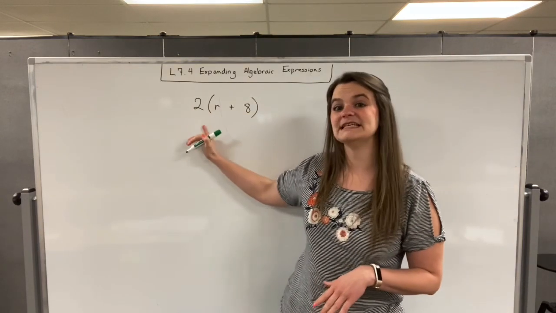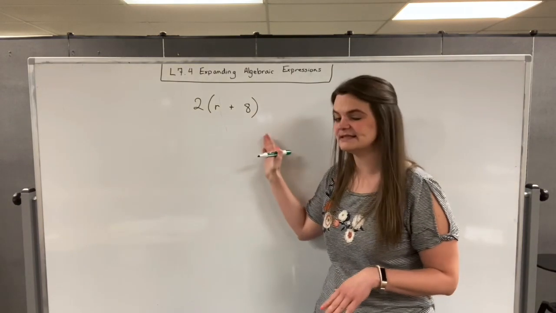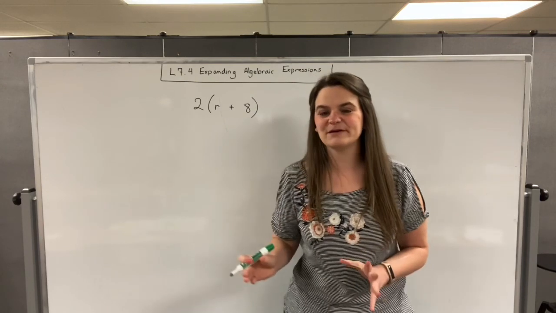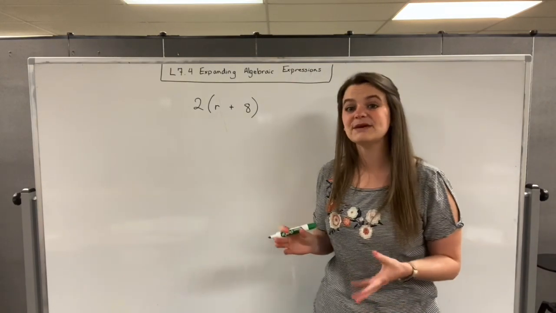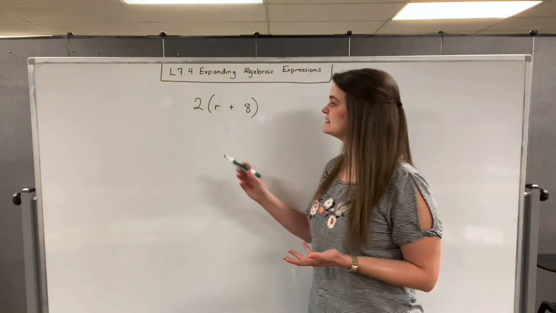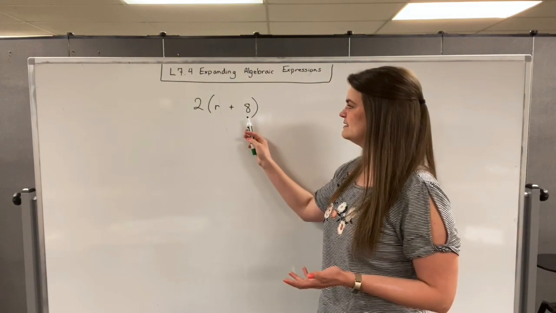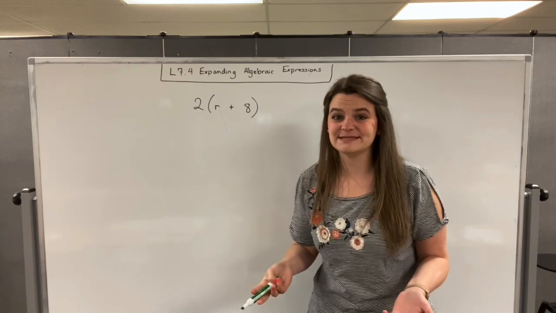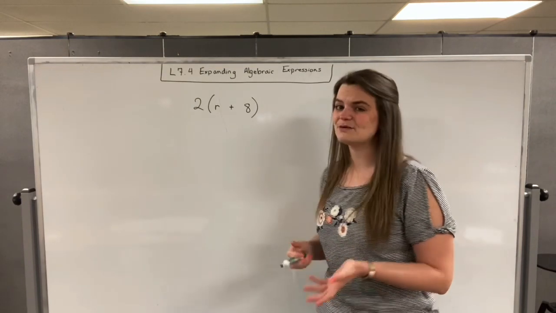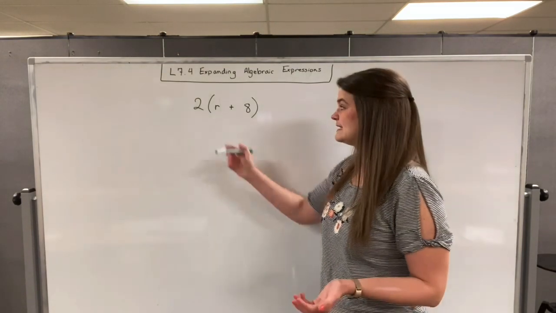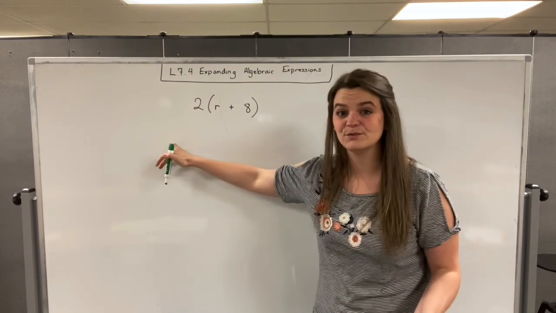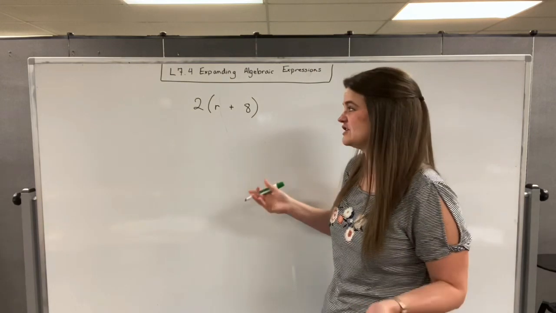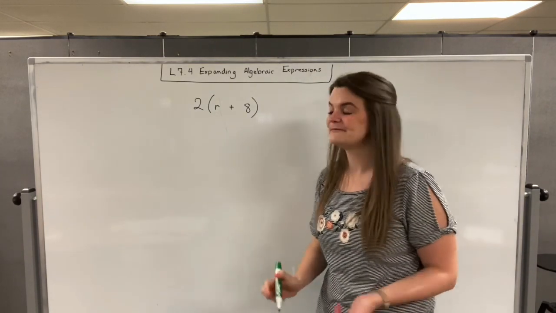2(r + 8). Following our order of operations, we know that we need to do what's inside the parentheses first. So let's see if we can simplify anything inside the parentheses. r + 8. Well, we don't have any like terms in the parentheses, so it seems like we're stuck here, because we can't simplify r + 8, and therefore we can't move on to multiplying it by 2, right? According to our order of operations, that seems to be the case.